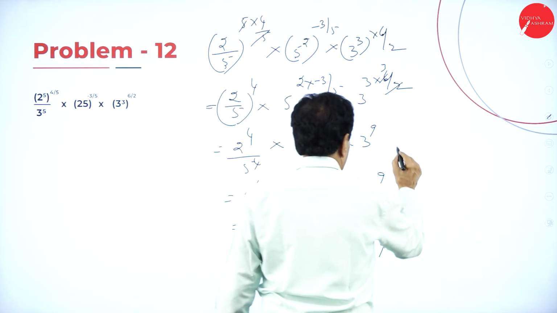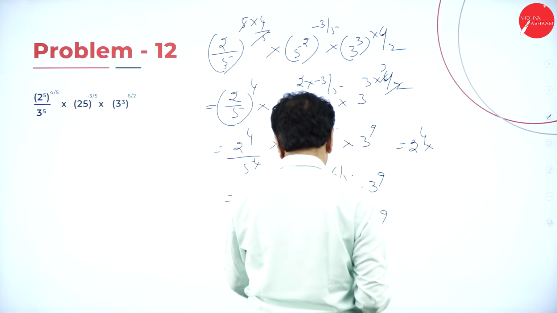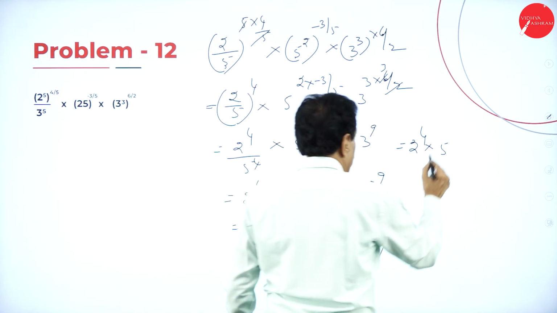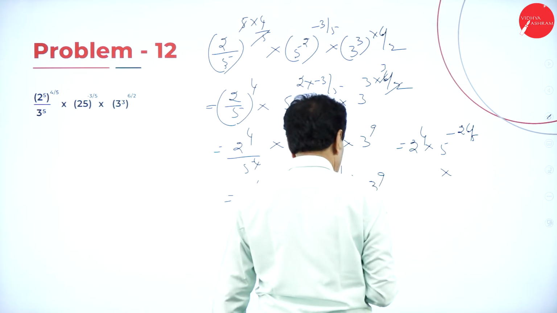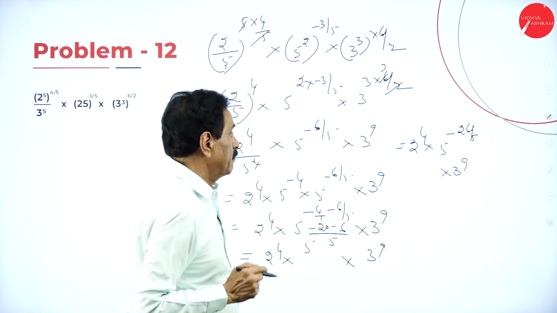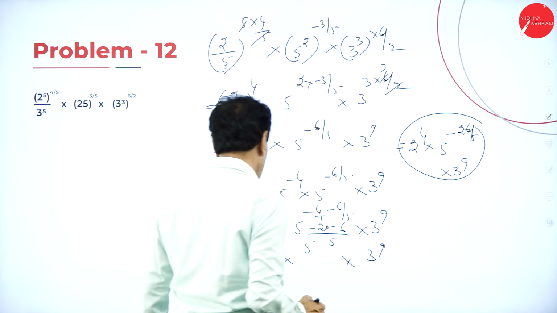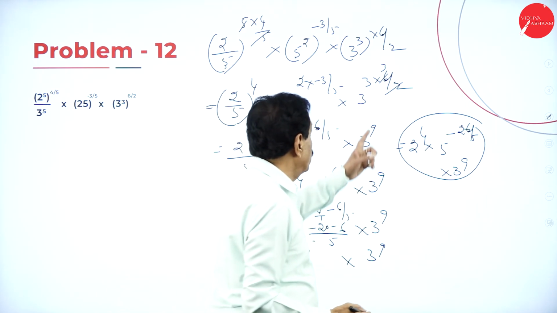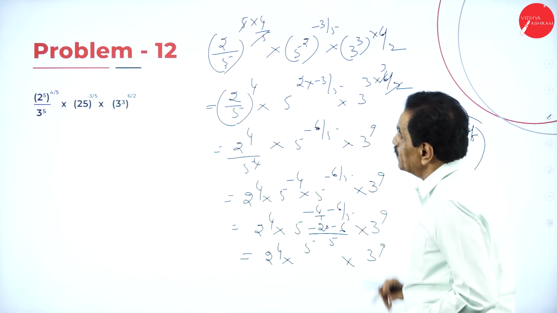The last step: 2 to the power of 4, 5 to the power of minus 26 divided by 5 into 3 to the power of 9, which cannot be simplified. 2 to the power of 4, 5 to the power minus 26 by 5 into 3 to the power of 9. Simplification, we can't do this.